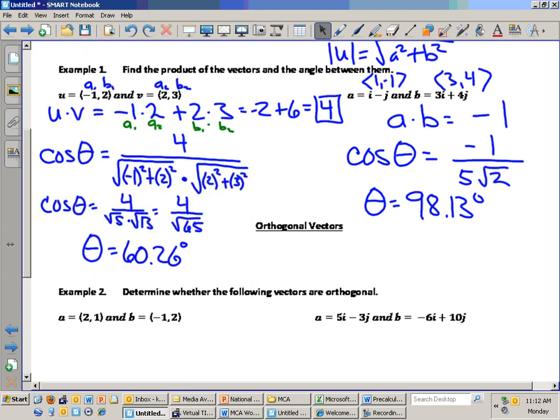98.13 degrees. If you look at this, the cosine value is negative. Where is cosine negative? The first quadrant or the second quadrant? Second quadrant. Therefore, you know that your angle is in the second quadrant, which means it's an obtuse angle, greater than 90. And sure enough, we came up with 98.13. How do you like them apples? Any other questions about this example before we move on?